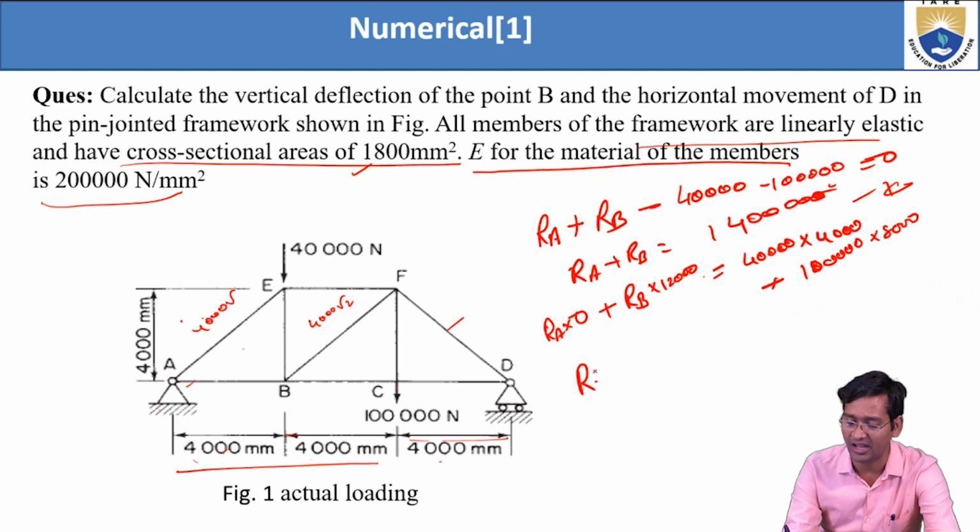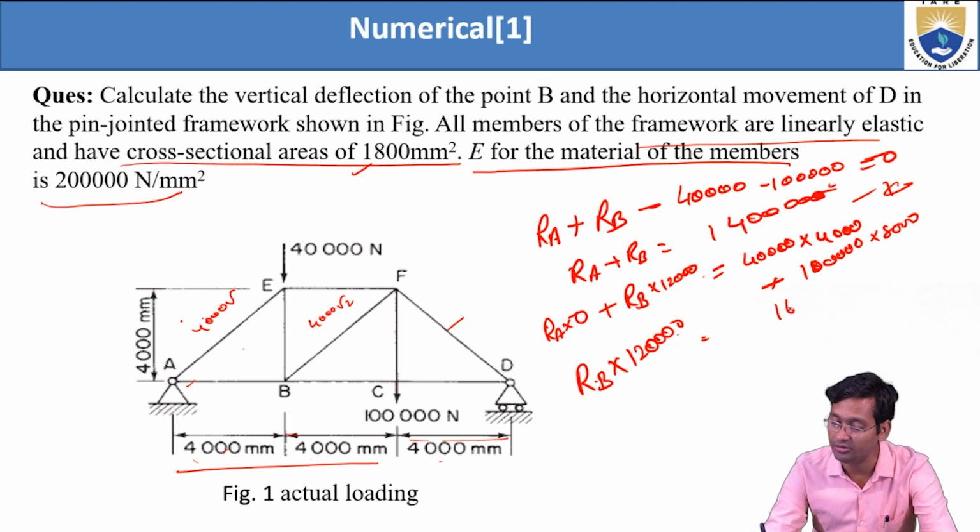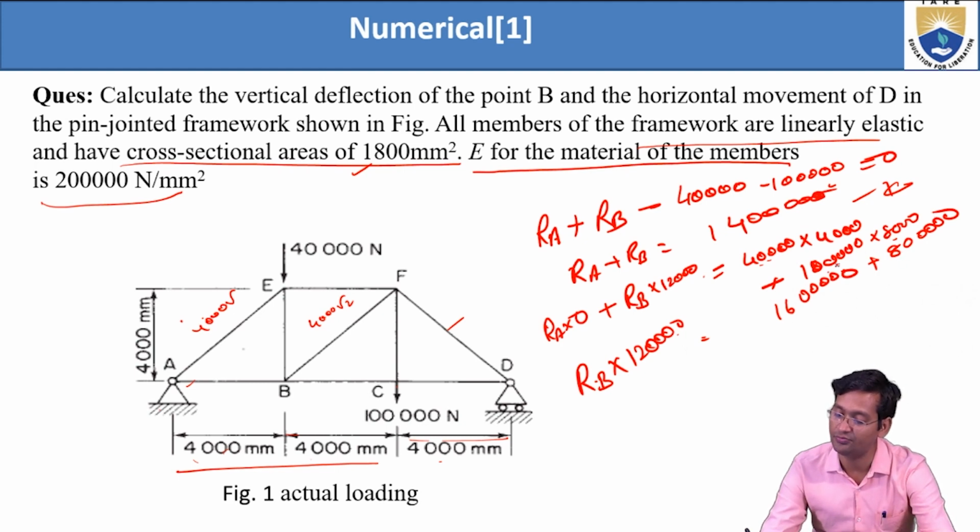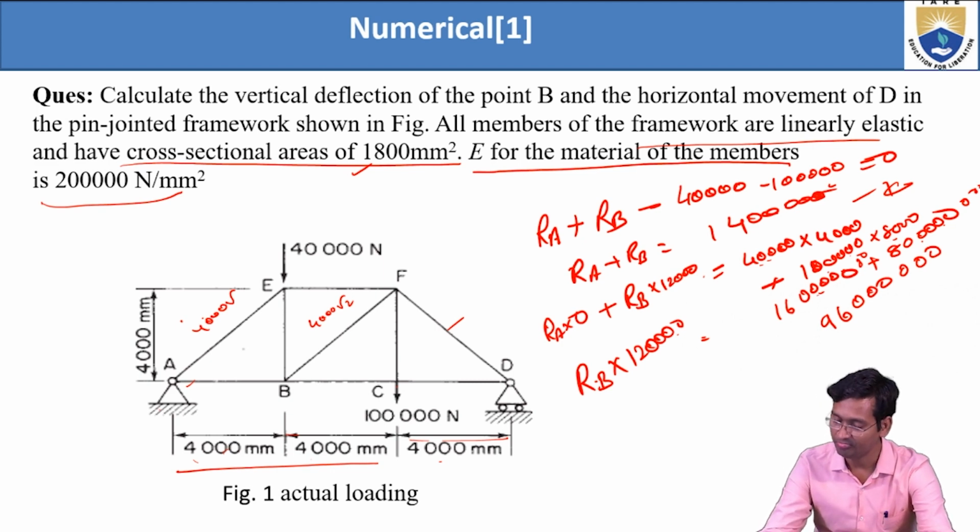After simplifying, you can see that RA will be 0. So RB into 12,000 equals the sum of the products: 40,000 into 4,000 plus 1 lakh into 8,000. After adding all, this will give you 96 and so on. So after this, RB equals 96.